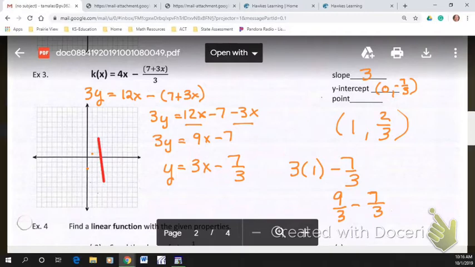Okay, so you can see them. That point right there is at negative 2 1/3. That point is at 1 2/3. Okay? And there's your line. Okay, everybody okay with that? All right, ready for example 4?